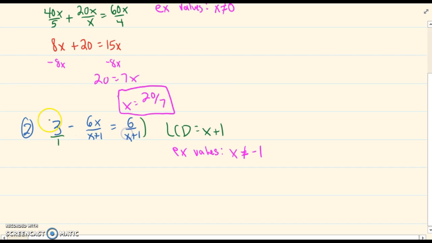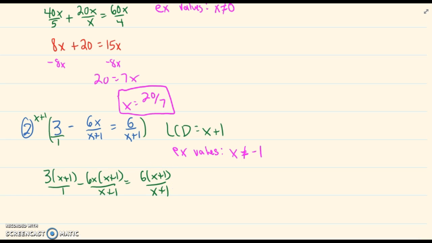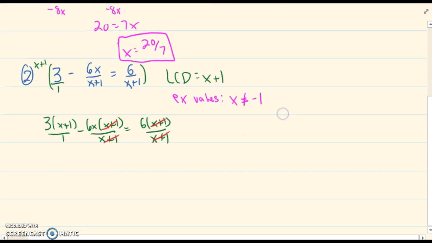Now that I have my LCD, I'm going to multiply through by that. So take x plus 1 times each of those pieces. I've got 3 times x plus 1 over 1 minus 6x times x plus 1 over x plus 1 equals 6 times x plus 1 over x plus 1. Cancel out the x plus 1's here and here, and now my equation is really this: 3 times x plus 1 is 3x plus 3, minus the 6x that's there, and that has to equal 6.